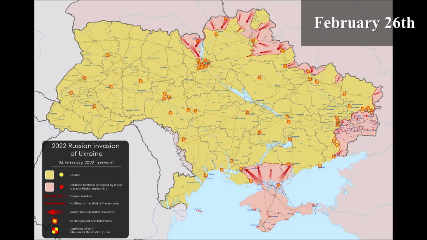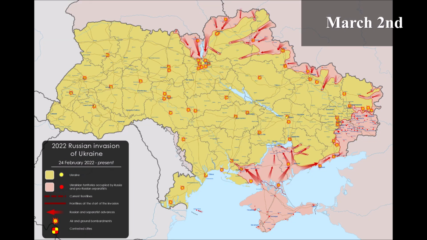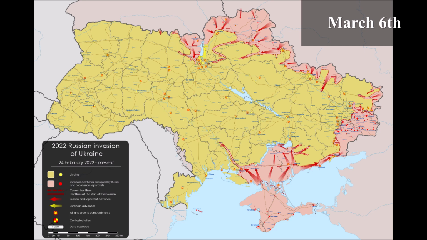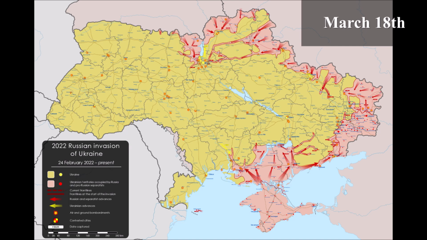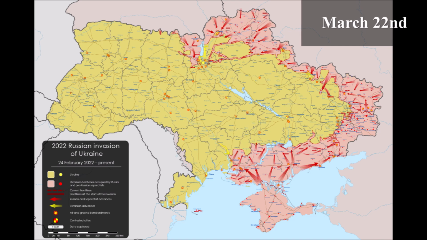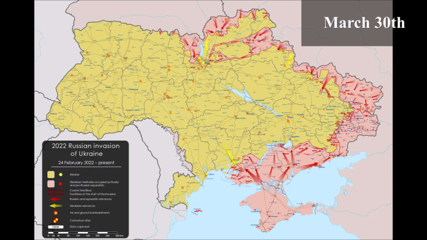This animated map shows the daily progress of the 2022 Russian invasion of Ukraine as reported on Wikimedia Commons each day from February 24th, 2022 through September 27th, 2023. Russia's invasion has had five major phases thus far.